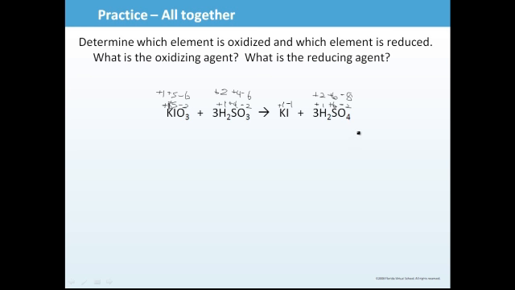All right, so now let's determine which ones change oxidation state. K goes from plus 1 to plus 1, so there's no change there. Iodine goes from plus 5 to minus 1. So plus 5 to minus 1, it's going down the number line, if you will, so that means it is reduced. Okay, so we know iodine is reduced.